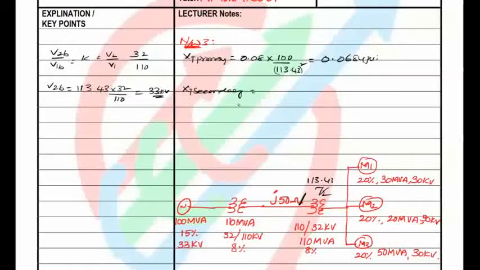Now XT secondary is nothing but 0.08 into 100 divided by the new base value. The MVA old value is 110 into the kV base old value 32 whole square. So this is the old value 32 here, and the new value that we got is 33 whole square. So solve this, you will get 0.0684. So you can observe here also, in the per unit system, the transformer primary and secondary both have the same value. So that is the conclusion here. So this part is over.